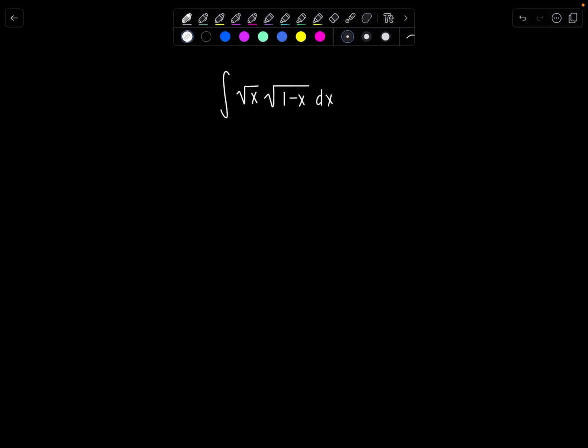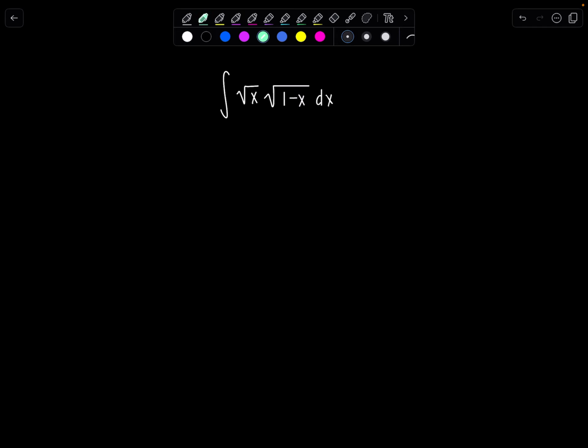Here's your latest integral of the day, an indefinite integral of the square root of x times the square root of 1 minus x dx. So go ahead, pause the video, try it on your own if you like. I did a U-sub and then a trig sub. That's been a common theme these days, hasn't it?